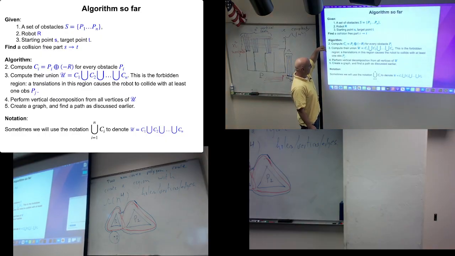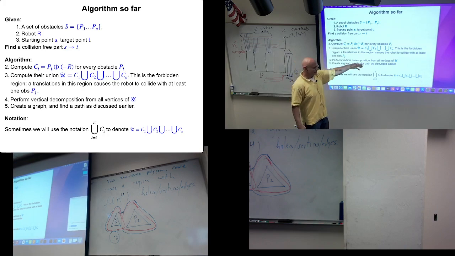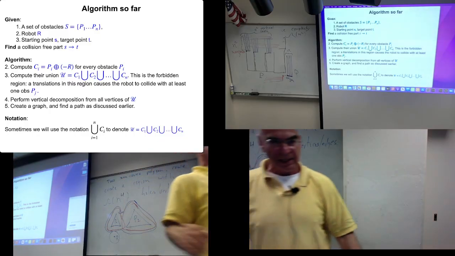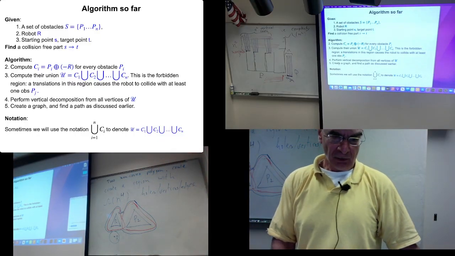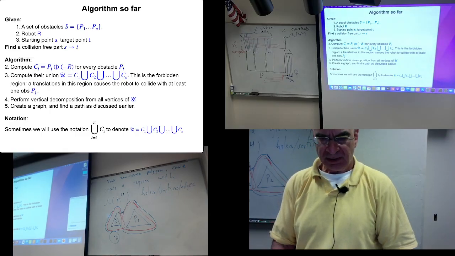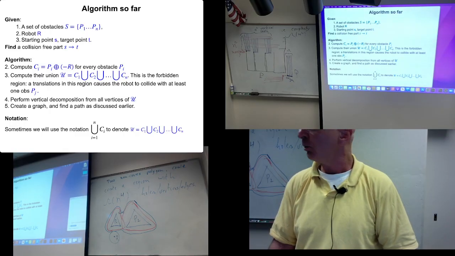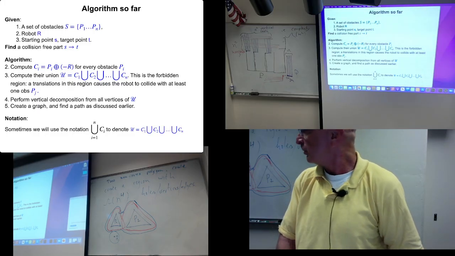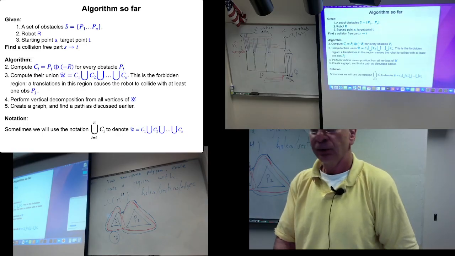We'll talk about it. Now I have the union. I'll do the same vertical decomposition that we saw earlier. Just partition the plane into trapezoids. Remember, from every vertex, shoot rays up and down, and create the graph where every two trapezoids that are near each other are connected, and find a path. Sometimes I'll denote this union of obstacles by sigma, using the union from 1 to n. This was a shorthand of all the C_i's.